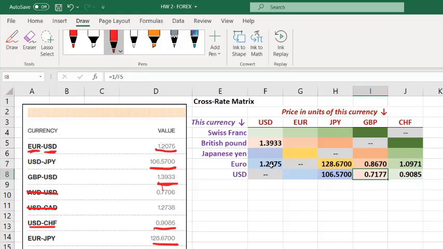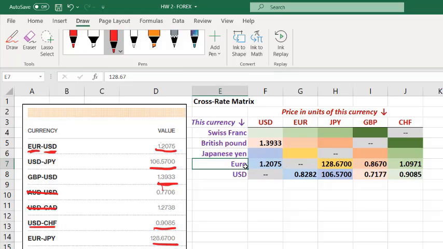All right, what else can we do? We've got the euro in terms of US dollars. Well, let's do the US dollar in terms of euros. That's going to be 1 divided by the dollar price of euros. So a US dollar costs 0.82 euros. All right, so we got those here.